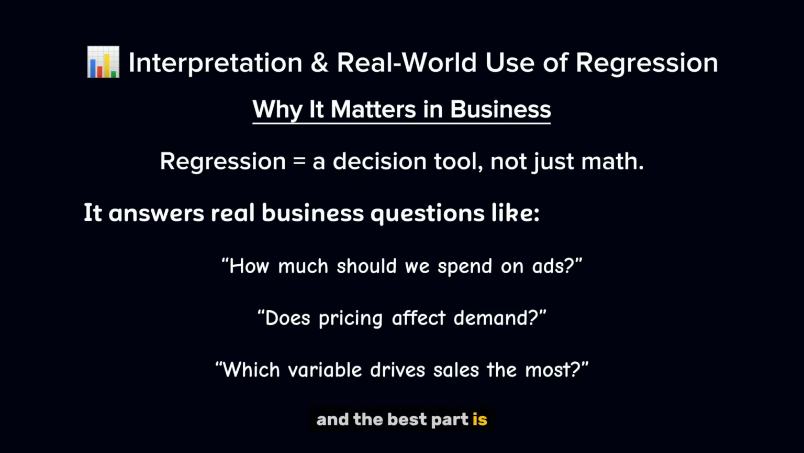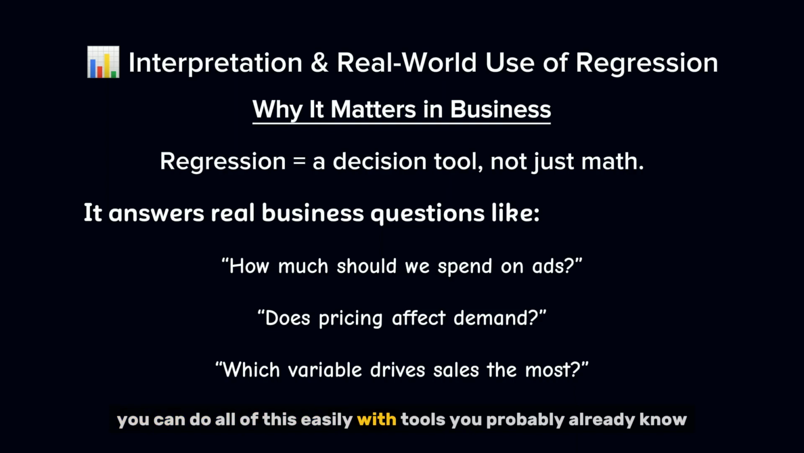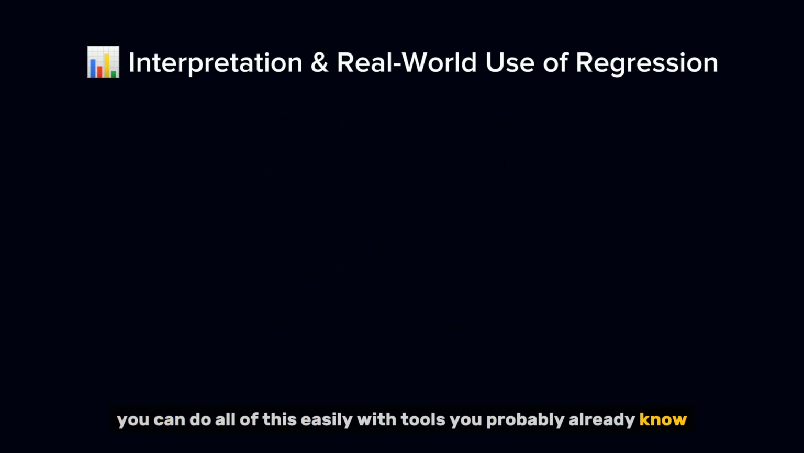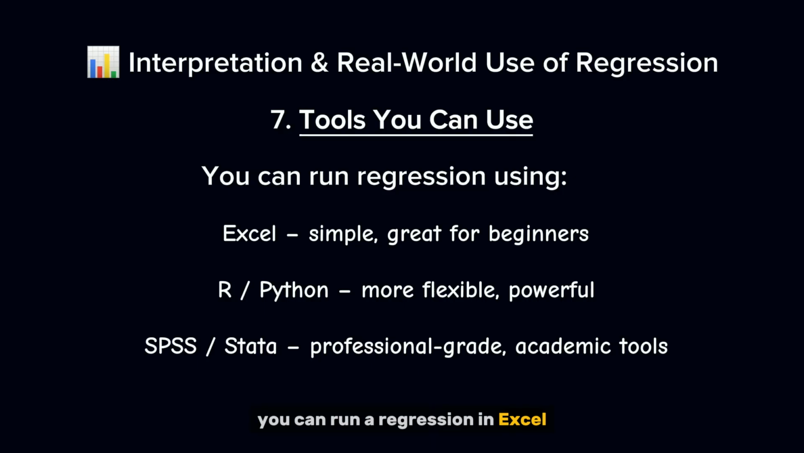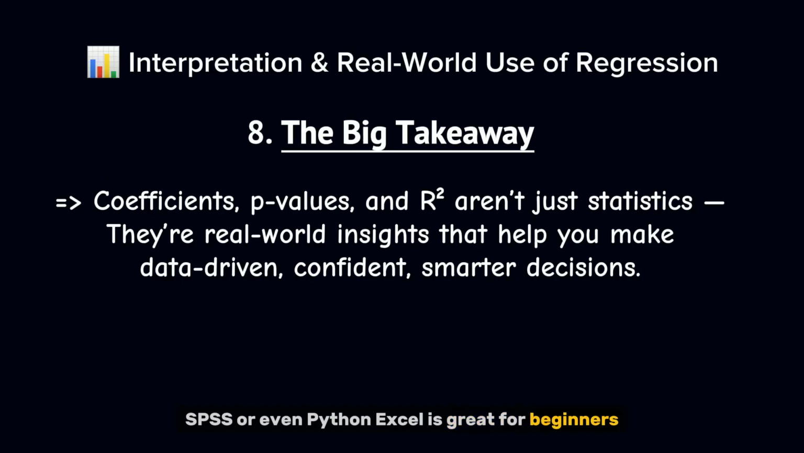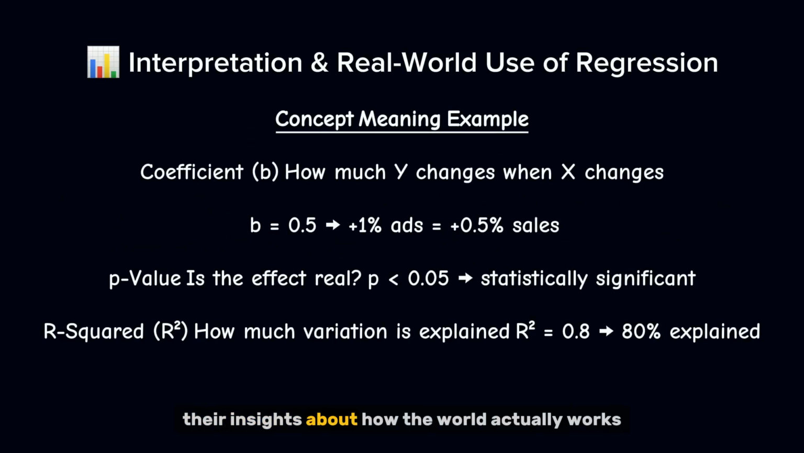And the best part is, you can do all of this easily with tools you probably already know. You can run a regression in Excel, in R, in Stata, SPSS, or even Python. Excel is great for beginners. Python and R give you more flexibility and power as you grow. So when you see those coefficients and p-values, remember, they're not just statistics. They're insights about how the world actually works, and they can help you make smarter, evidence-based decisions in business, economics, or research.